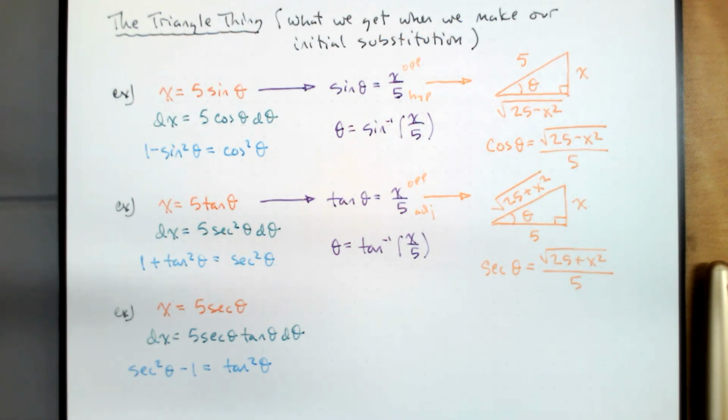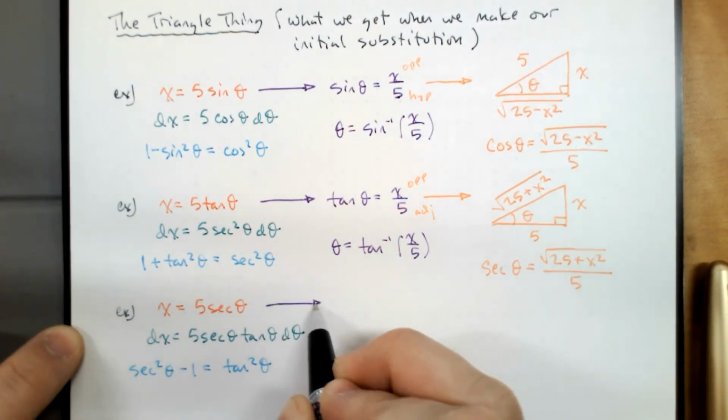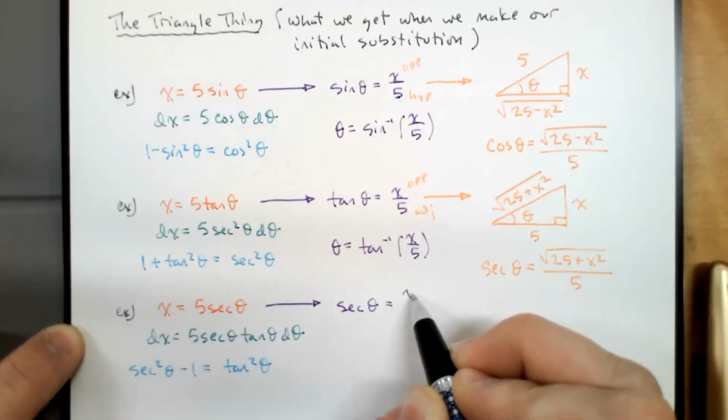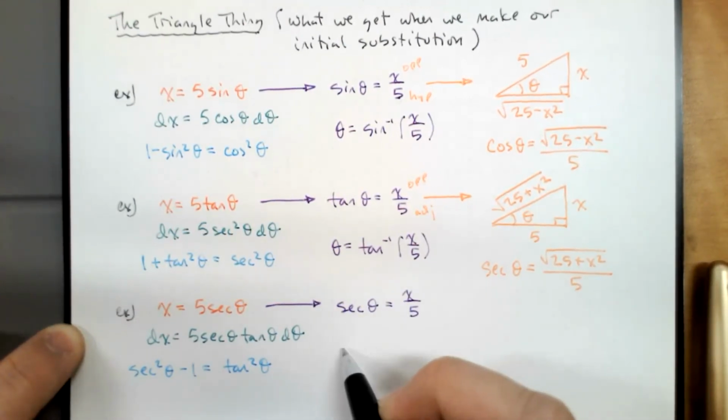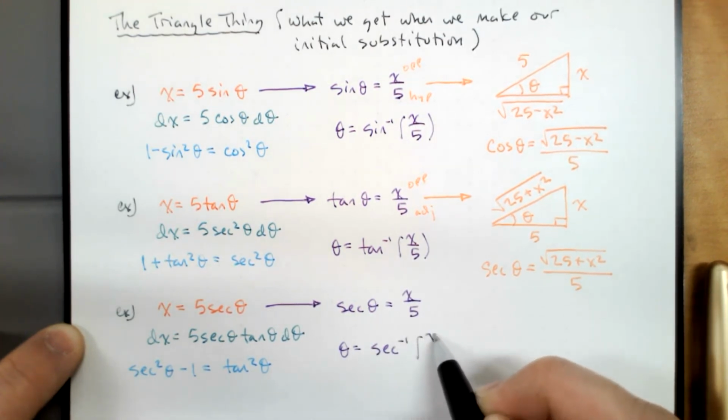Then we're going to have to use our integrating products of powers and trig function wizardry to integrate the theta integral into the theta antiderivative. Then we're going to need to undo the trigonometric substitution. The pieces that we'll need: secant theta is going to be x over 5. If we need theta, that's going to be secant inverse of x over 5.